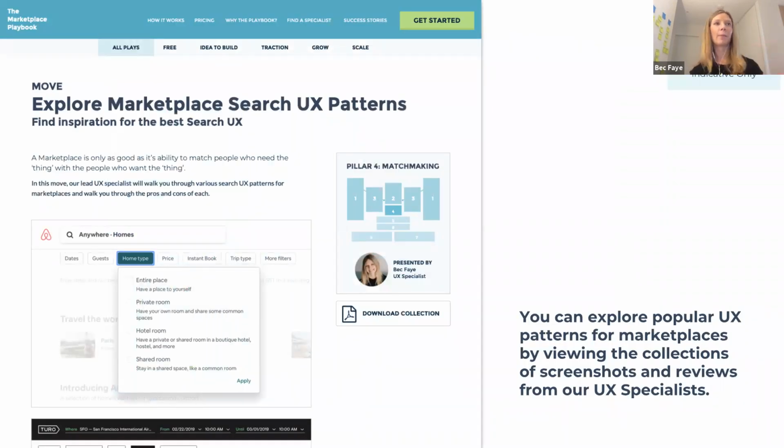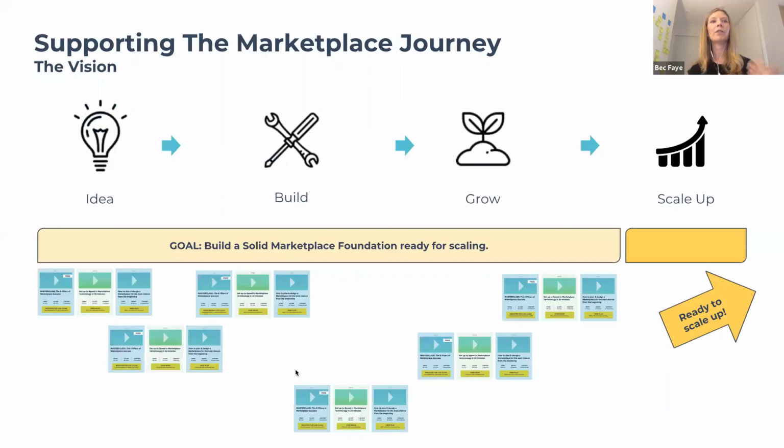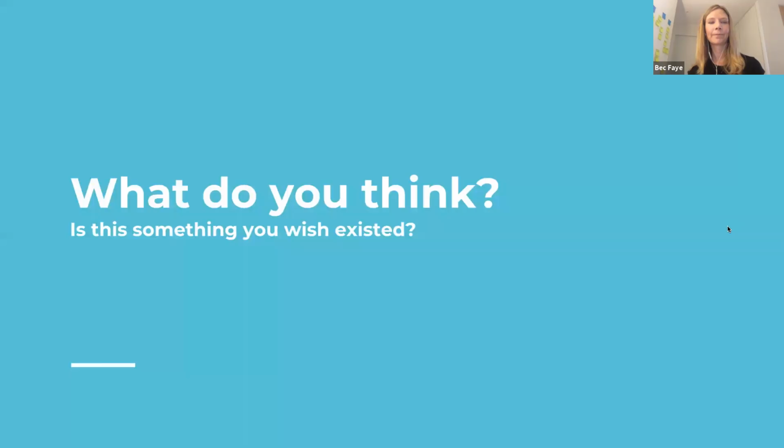And other examples are when you need a bit of inspiration about some changes you're making to your platform. Let's have a look at some UX best practices that have been used through different marketplaces. And the whole idea is that you've got the plays, the moves that will really support you through that journey, helping you to really solidify that foundation and then prepare to scale up.